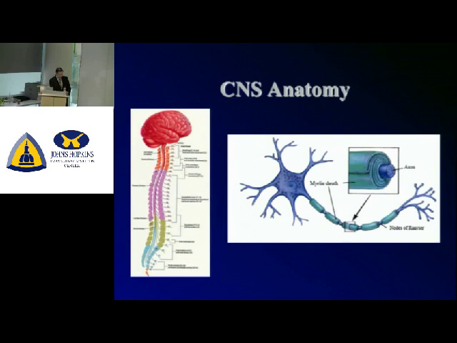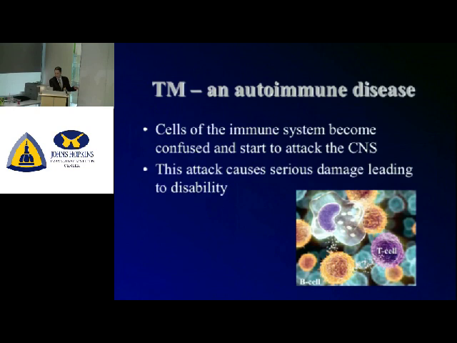What happens in TM, Dr. Kaplan, Dr. Pardo already brought it up, is that for a short period of time, the cells of the immune system become confused and they start attacking the nervous system. So they're attacking the oligodendrocytes, the cells that make the insulation, and they're attacking the wires themselves. And then that destruction causes the disability that we're looking at, weakness, sensory problems.